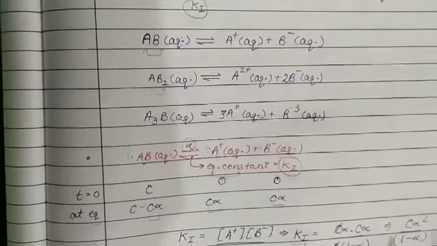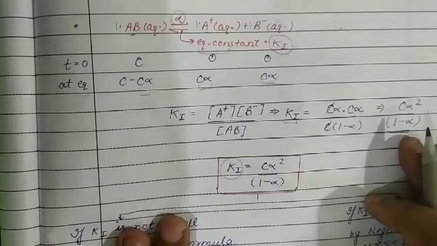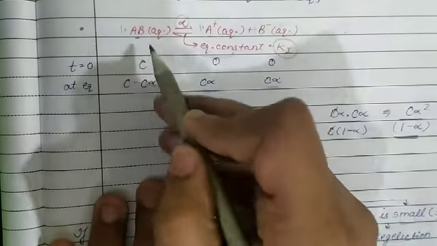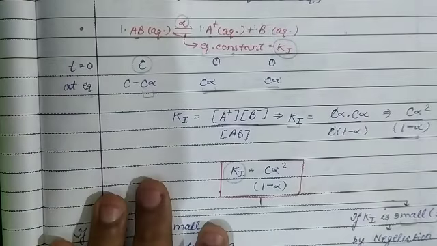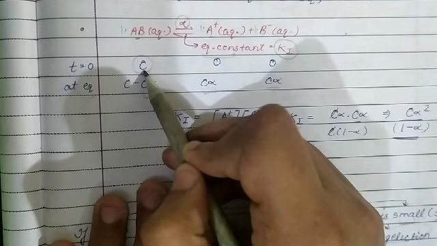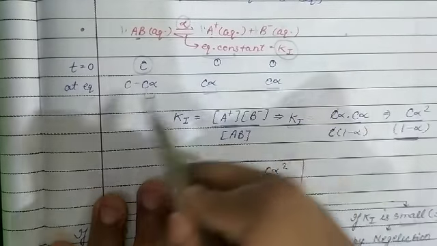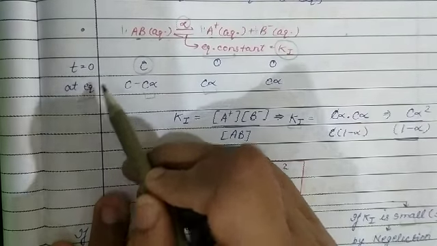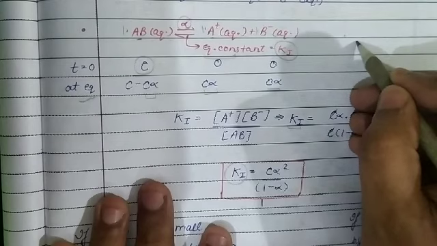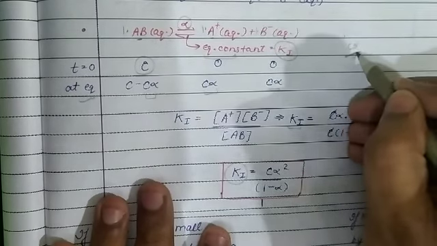The concentration of the weak electrolyte AB at t equal to 0 is C mole per liter, and the concentration of ions initially is 0, 0. Now at equilibrium, the degree of dissociation is alpha. Suppose 40% is dissociated, meaning 40% of its initial amount, that is C alpha.